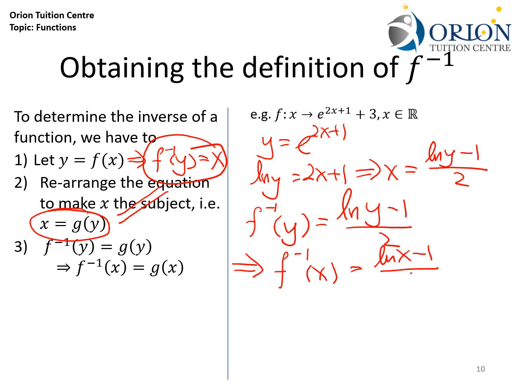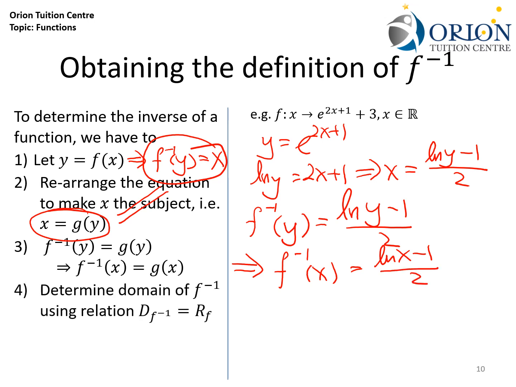Next, we also have to determine the domain of f inverse, because remember from earlier, we have established that as long as we are defining any function, we need to give the domain. To get the domain of f inverse, it is basically the range of f. So we now have to find out the range of f. Domain of f inverse equals the range of f, and in this case, it will be from 3 all the way to infinity.